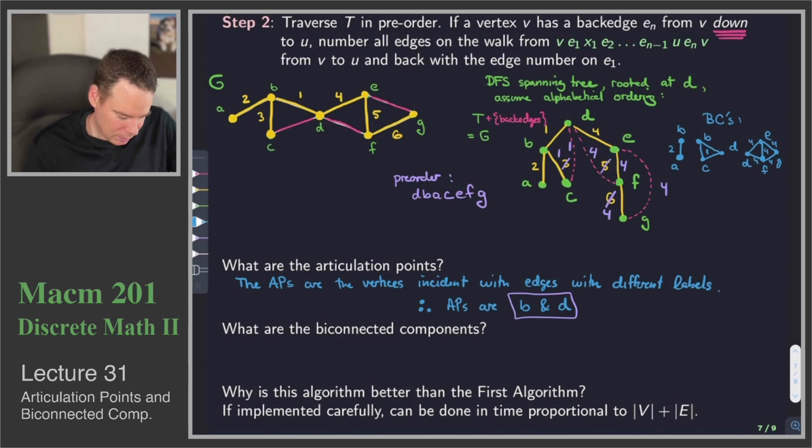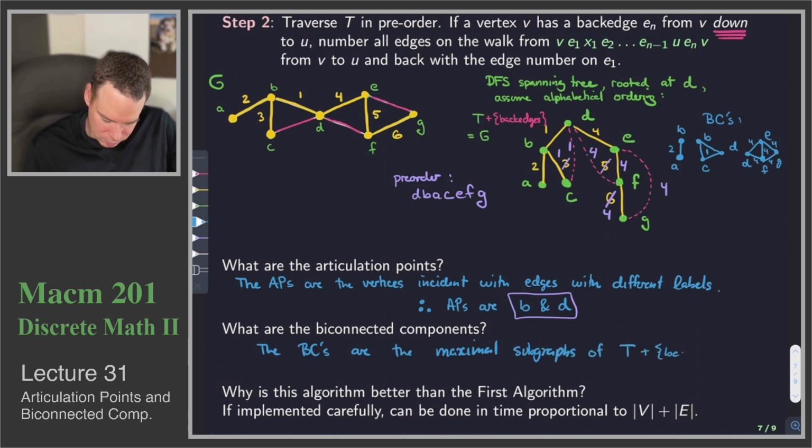So what are the biconnected components? The BCs are the maximal subgraphs of T plus the back edges with equal edge labels.